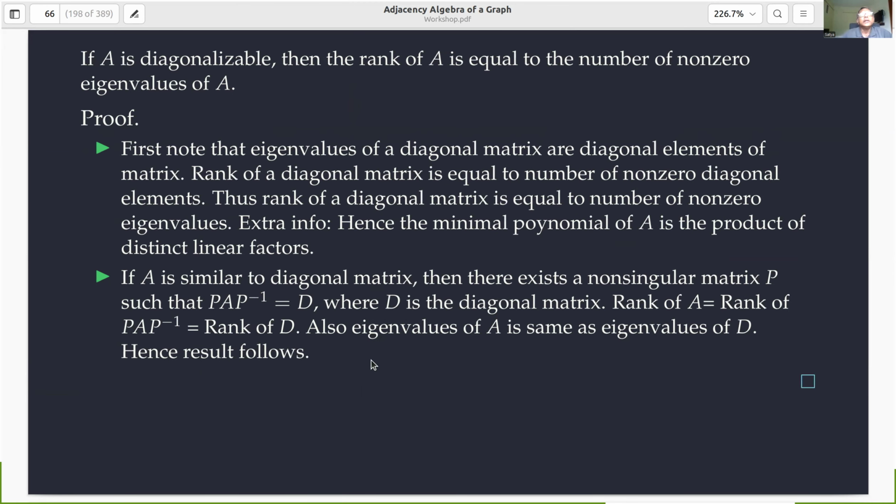And this I discussed in the first class, right? If A is diagonalizable, then the rank of A equals the number of non-zero eigenvalues of A, because it is similar to a diagonal matrix. The rank of a diagonal matrix is the same as the number of non-zero diagonal elements, but that is exactly the eigenvalues. So that is the connection, right? The proof is given here.